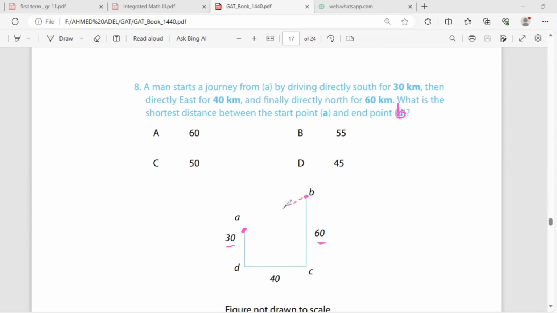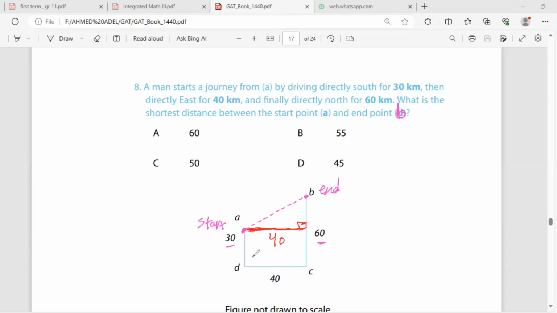How to find this distance between the start and end point? We can connect these points like this. Here we make a right triangle. Right angle, this is 40, so it's going to be 40.